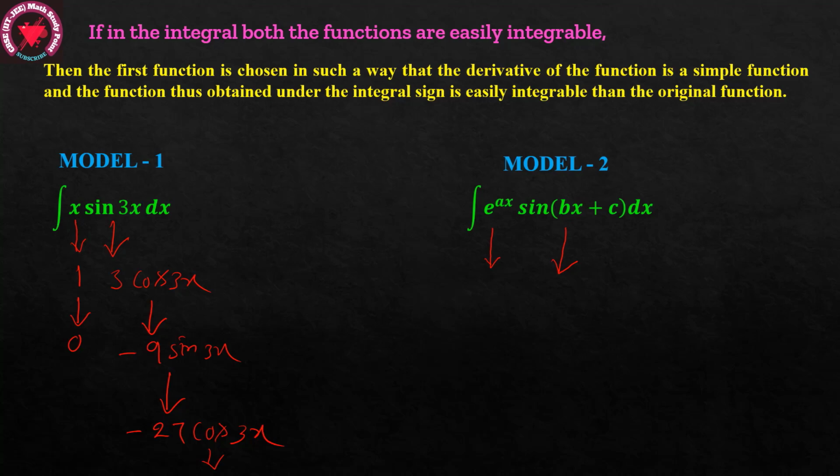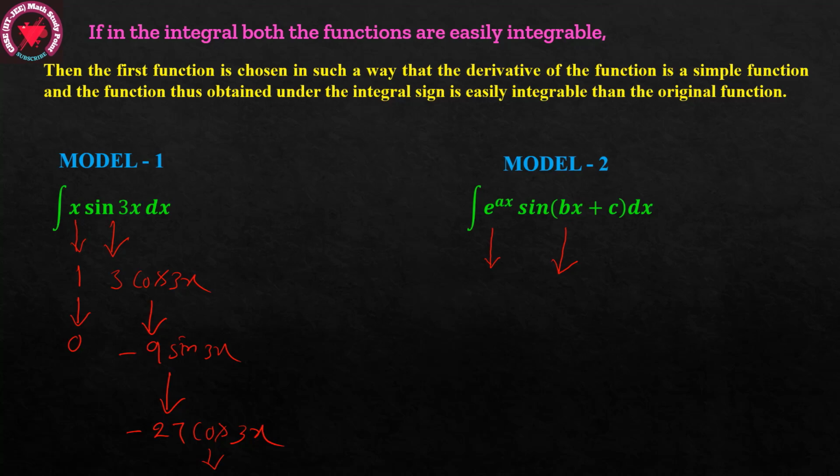But here, if we take the derivative of the x function, you can do the derivative simply: that means 1 and then 0. That means the derivative of the function approaches 0 after doing it many times. That function we have to take as the first function.